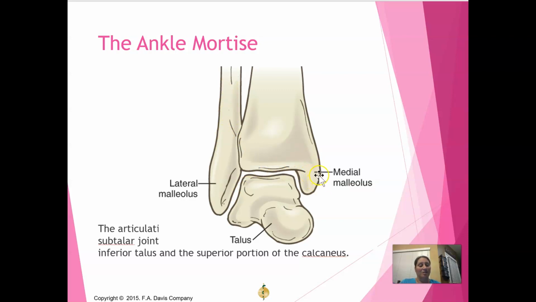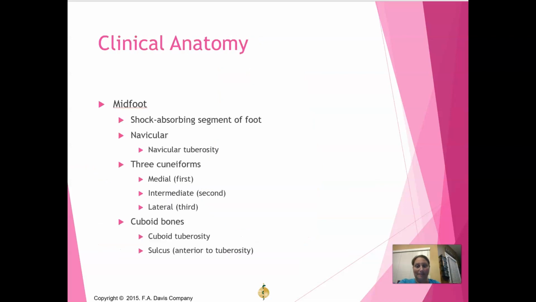Okay, and just the function of this, because the medial malleolus doesn't go down as long as the lateral malleolus, we are more prone or apt to sustain lateral ankle sprains, and we will get into that at the next class period.